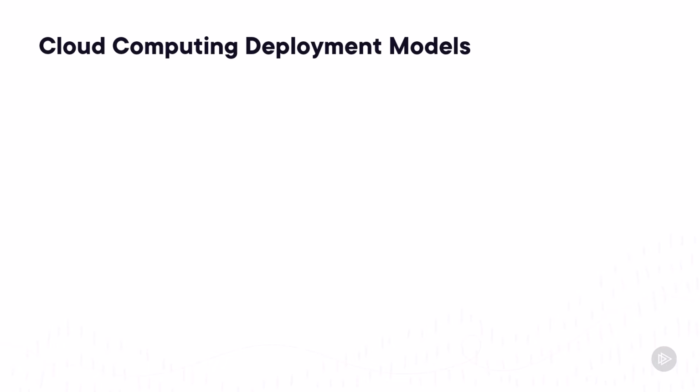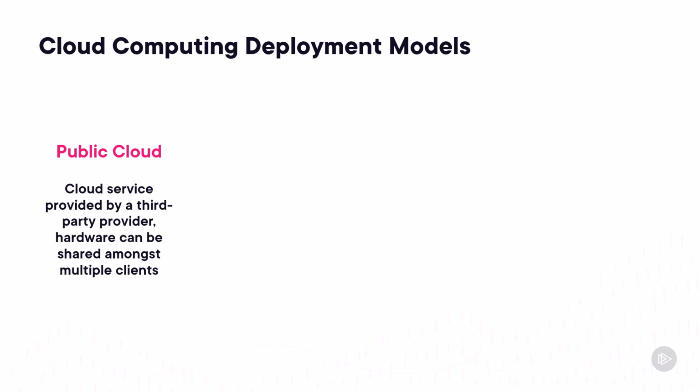With the types of cloud computing services covered, let's learn about the different cloud deployment models. There are multiple types of cloud computing models out there. The first one, and probably the most popular, is the public cloud, where you have a cloud vendor that provides cloud services to multiple clients. All the clients securely share the same hardware in the backend.